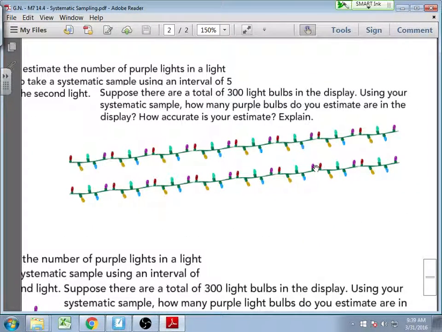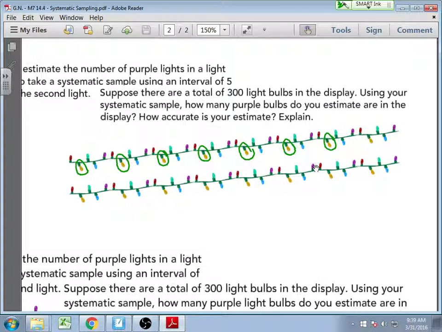All right, so we choose yellow. Then 1, 2, 3, 4, 5. I end up with another yellow. 1, 2, 3, 4, 5. I end up with another yellow. And again, 1, 2, 3, 4, 5, and so on. It's a pattern.